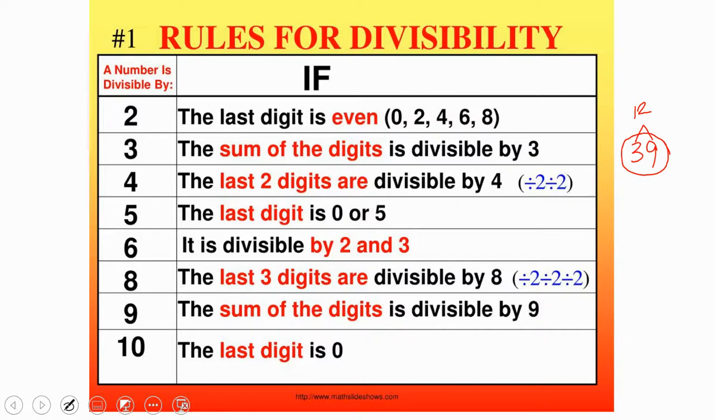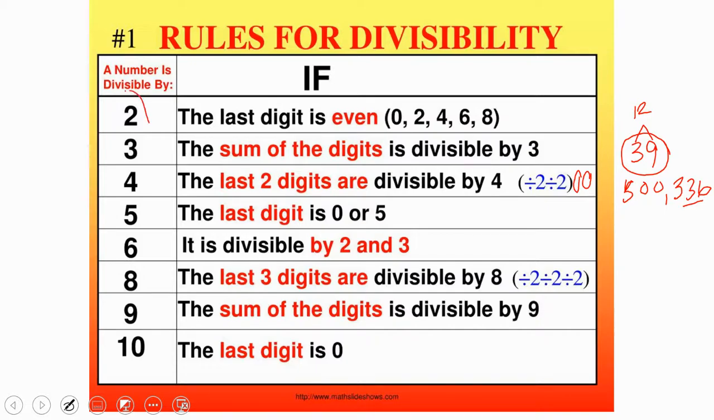Okay. 4 tells you that the last 2 digits have to be divisible by 4. Or, I also want to add, the last 2 digits need to be 0, 0. If the last 2 digits are 0, 0, that's also divisible by 4. So if you had the number 500, that's divisible by 4. Also, if you had the number 336, 36 is divisible by 4. Okay. 5 should be easy. The last digit's either 0 or 5.